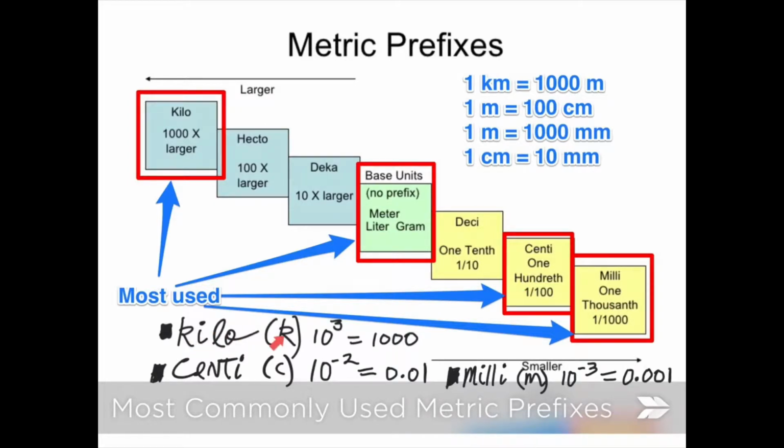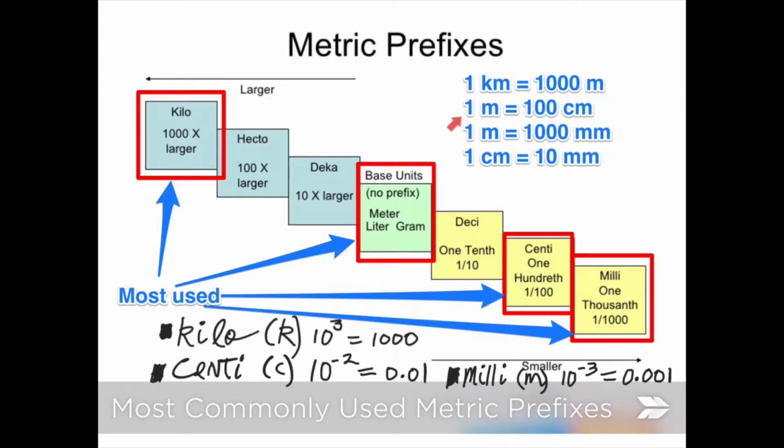Kilo, lowercase k, is 10 to the third or 1,000. 1 kilo anything is 1,000 of those things, so 1 kilometer is 1,000 meters. Centi, lowercase c, is 10 to the minus 2 or 1/100th. 1 anything is 100 centis of those things, so 1 meter is 100 centimeters. Milli, lowercase m, is 10 to the minus third or 1/1000. 1 anything is 1,000 millis of that thing, so 1 meter is 1,000 millimeters.